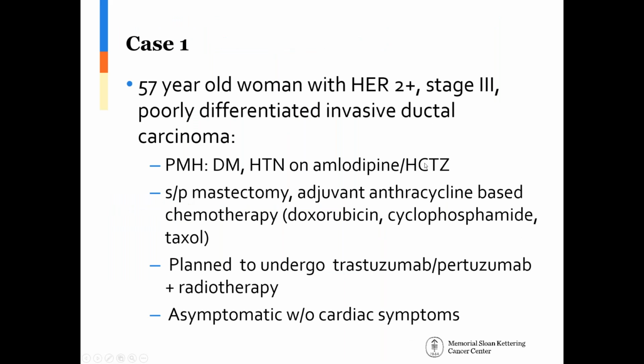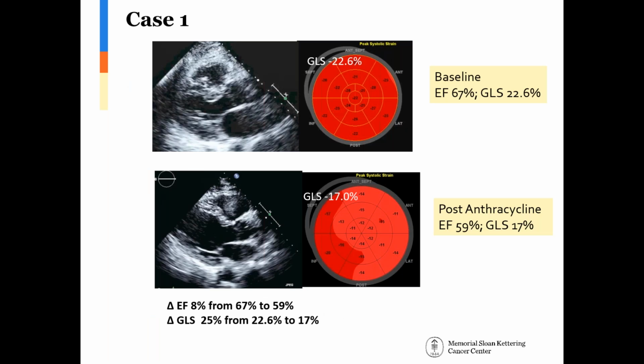So now I'd like to move on to a couple of cases. So case one is a 57-year-old woman with HER2-positive advanced breast cancer. She has a history of diabetes, hypertension, on amlodipine and hydrochlorothiazide. She's status post mastectomy and adjuvant anthracycline-based chemotherapy and is scheduled to undergo her anti-HER2 treatment. She's asymptomatic without cardiac symptoms.